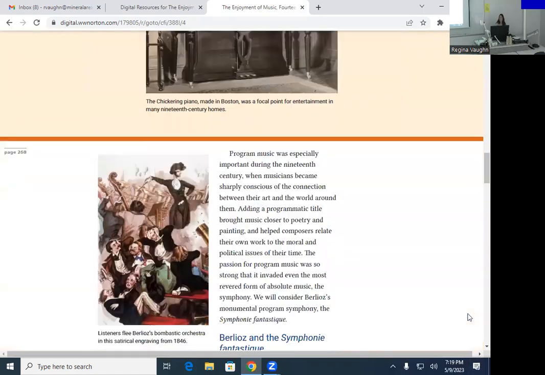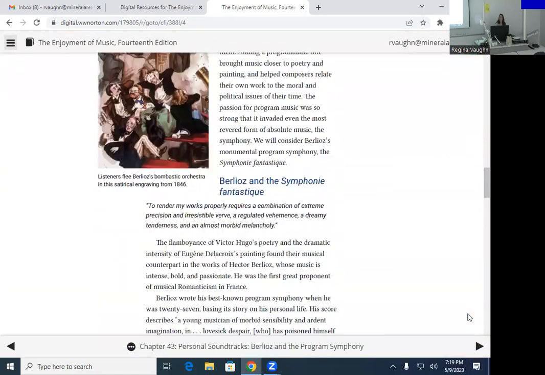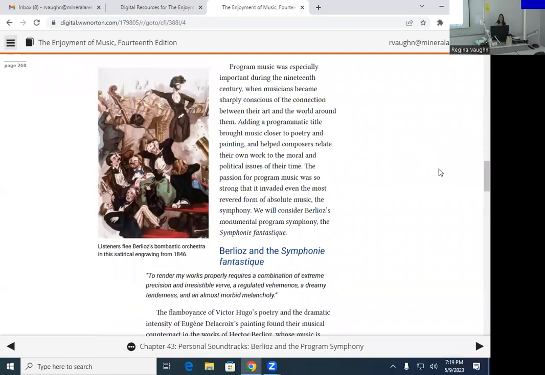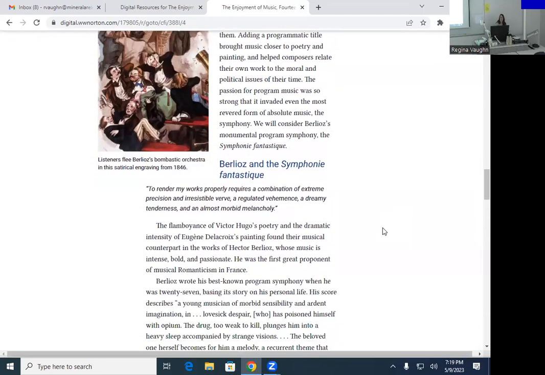There's some funky looking horns running around. Okay, so here we have Berlioz conducting his bombastic orchestra, and they're so loud and so difficult to listen to that the audience is running away and holding their ears. I'm not sure that actually happened, but it's pretty funny to look at.